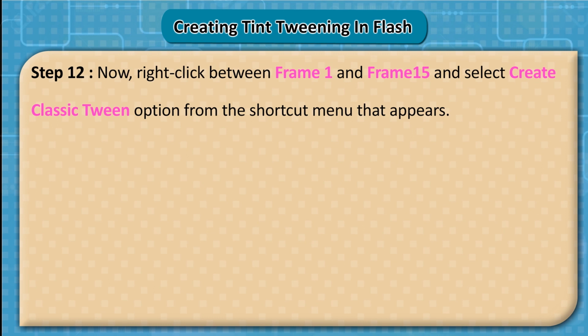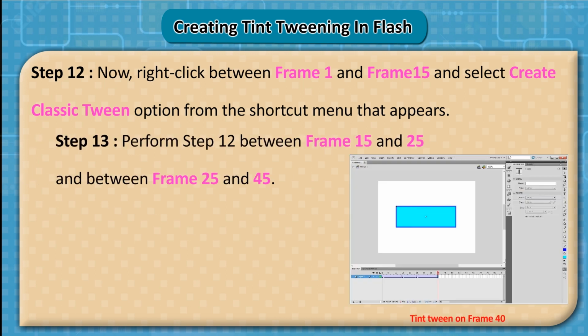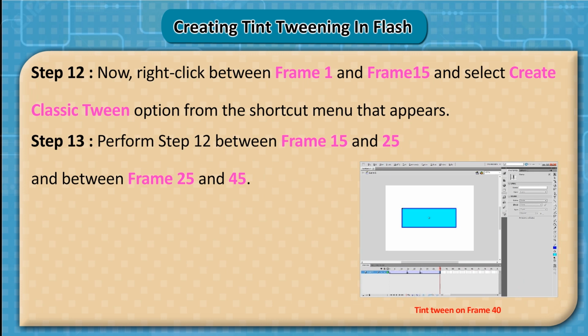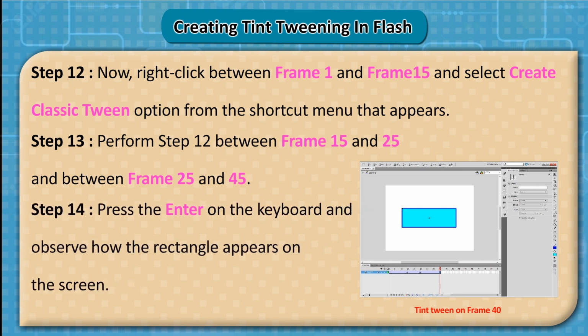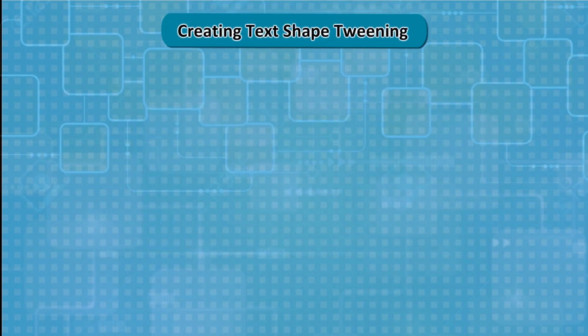Step 12. Now, right-click between frame 1 and frame 15 and select Create Classic Tween option from the shortcut menu that appears. Step 13. Perform Step 12 between frame 15 and 25 and between frame 25 and 40. Step 14. Press the Enter key on the keyboard and observe how the rectangle appears on the screen. Tint tween on frame 40.